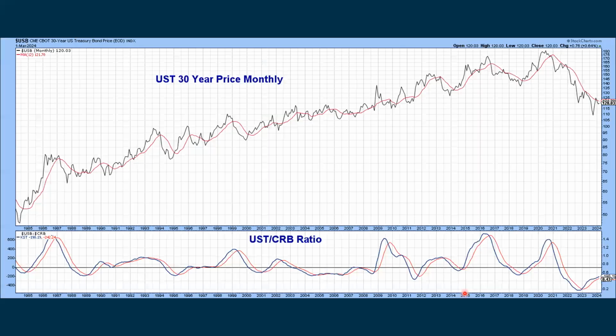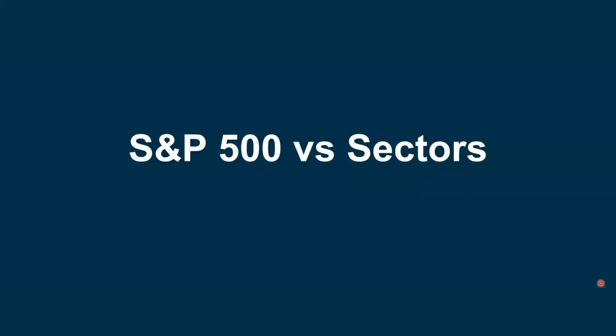There's a monthly chart of the price of the 30-year bond, which continues to be in a downtrend and underneath the declining moving average. On the bottom, we compare bonds with commodities, showing that bonds are still continuing to outperform. This can take a long time. This is a monthly chart, so these things don't shift really quickly.